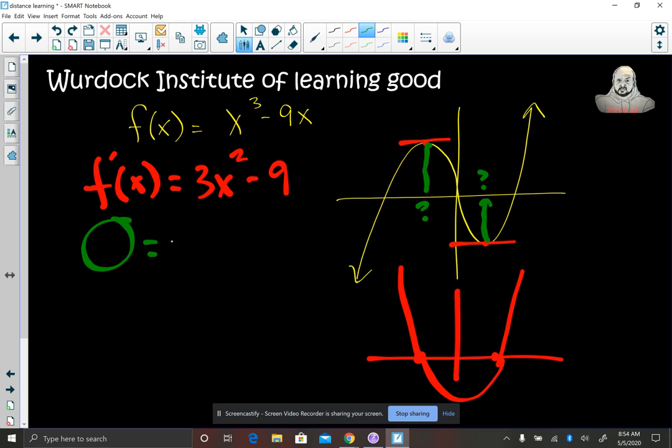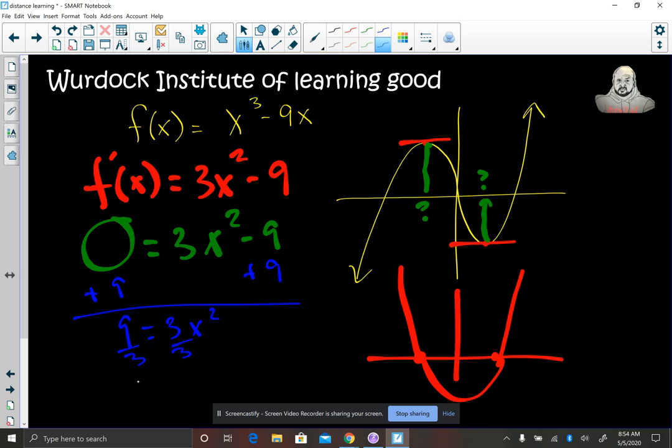You put a 0 here, and if this was a more complicated equation, you may have to either factor or use the quadratic formula. Today, because there's no b term, it's kind of nice. You can just do what's called algebra. Add 9 to each side and get 3x squared equals 9. Divide by 3 and get 3 equals x squared. That's not quite done. I'm running out of room, so I'll finish right here.